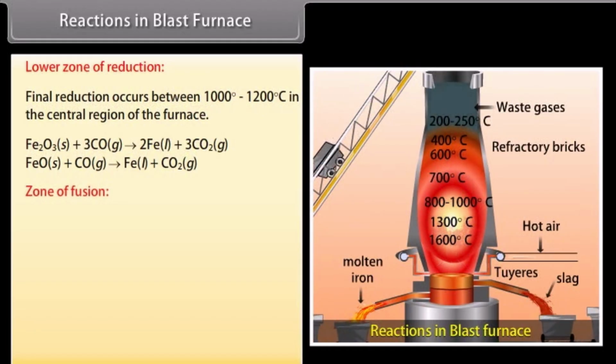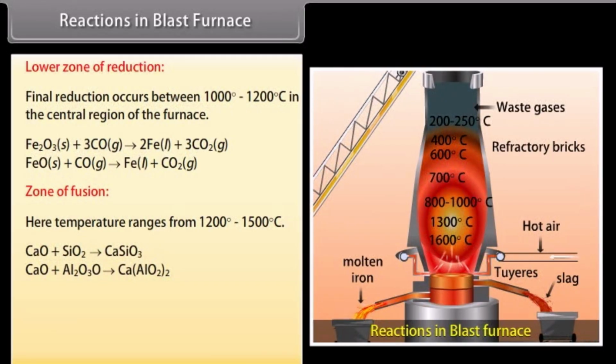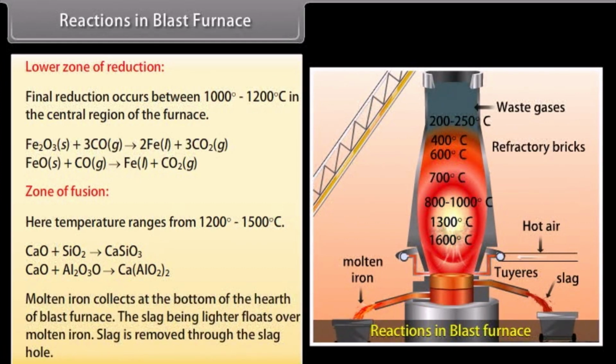Zone of fusion. Here, temperature ranges from 1200 to 1500 degrees Celsius. Limestone decomposes into calcium oxide, which acts as a flux and combines with the impurities of SiO2 and Al2O3 and removes them as slag. Molten iron collects at the bottom of the hearth of blast furnace. The slag, being lighter, floats over molten iron. Slag is removed through the slag hole.